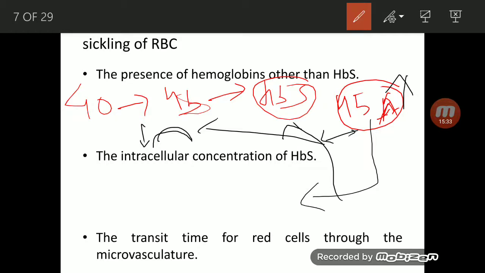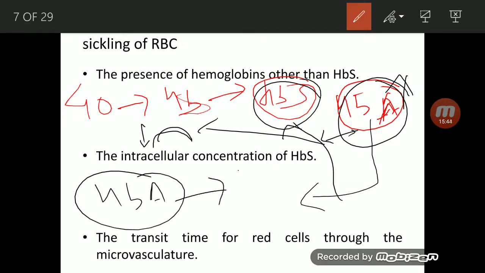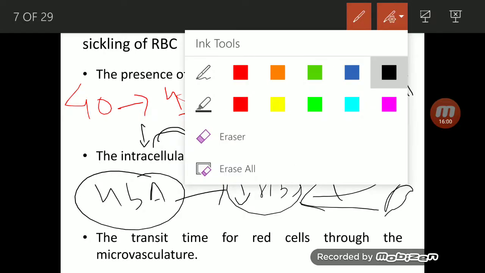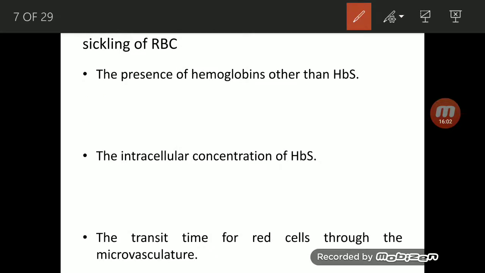In heterozygote, you have 40% HbS, whereas the rest is HbA. So it has been seen that HbA reacts in a very small amount with your HbS to change the structure of your RBC. So the more your HbA, the less will be your sickling. This is how the presence of hemoglobin other than HbS affects sickling of your RBC.